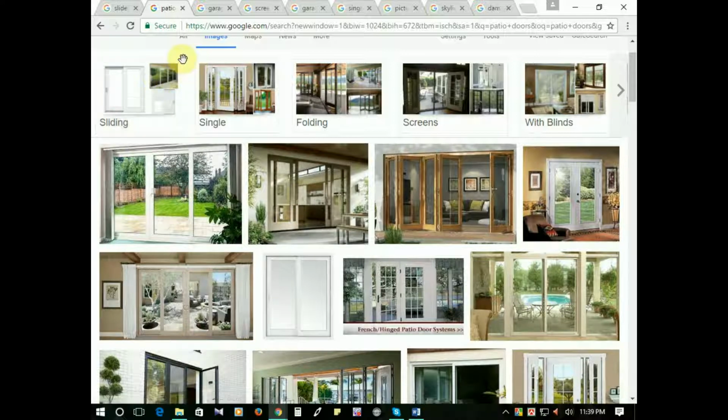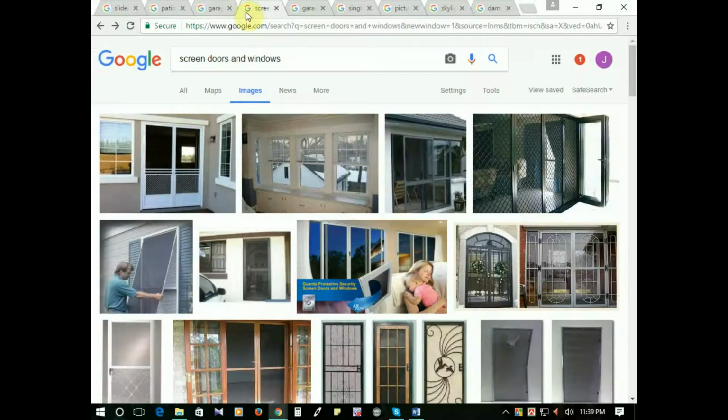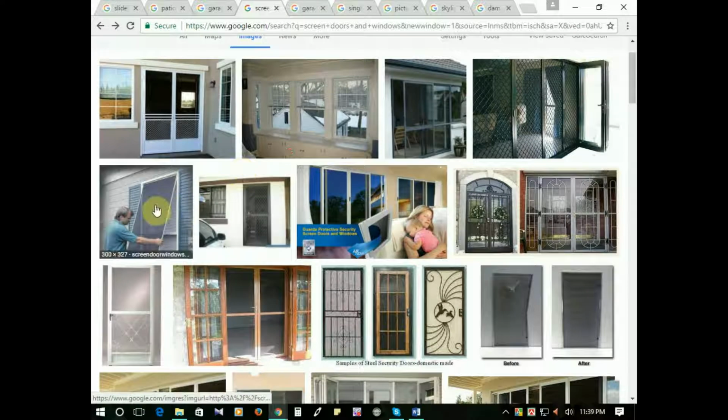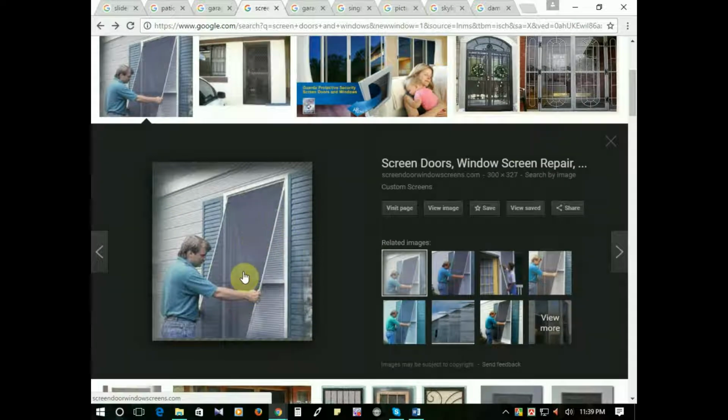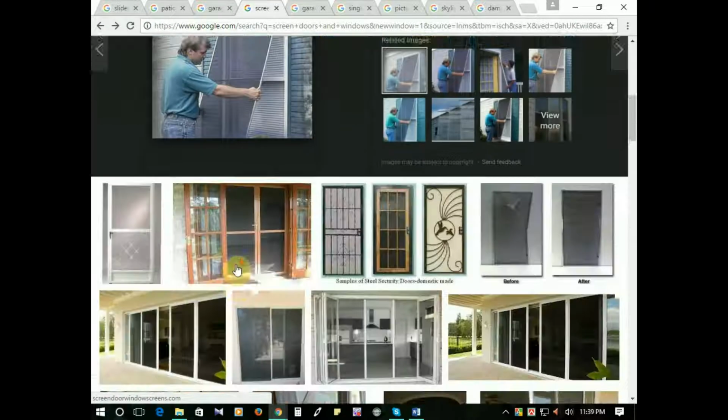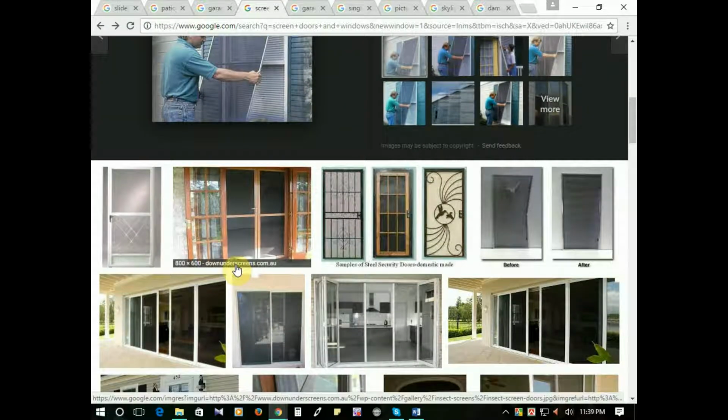Also, screen doors are an extra addition to exterior doors. The screen door will have nets or screens installed in them. Basically, they can be screen doors or screen windows, and this is what a screen window or a door is. As you can see, they have nets.